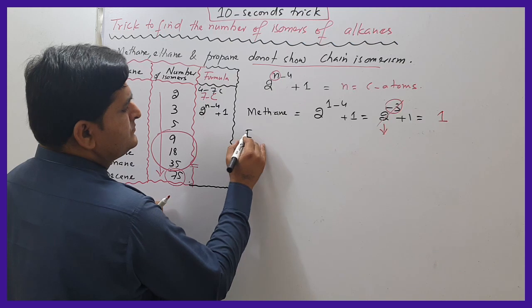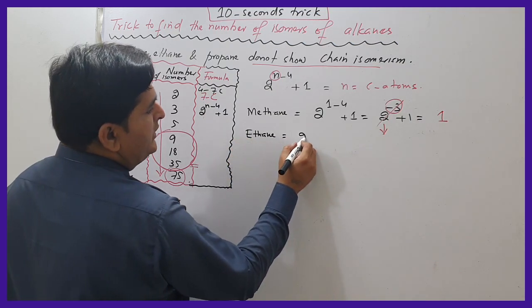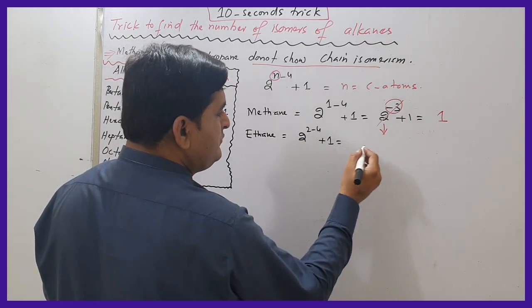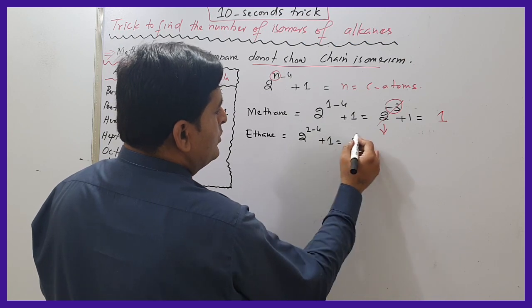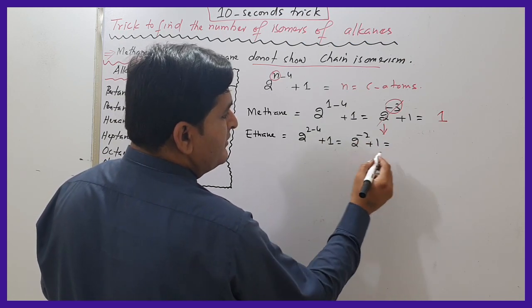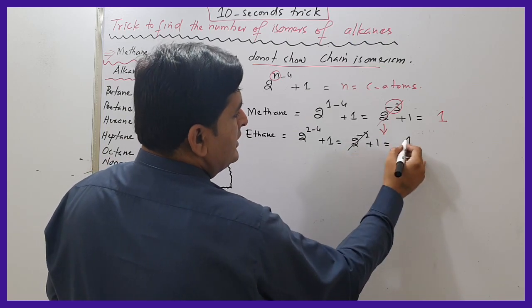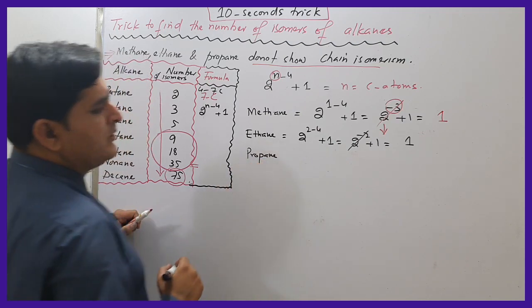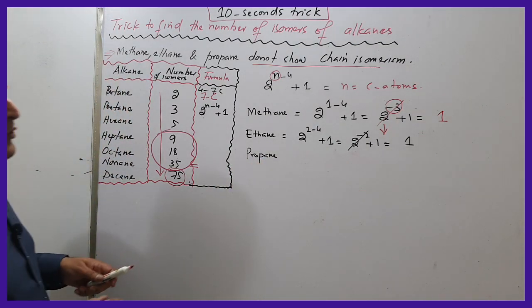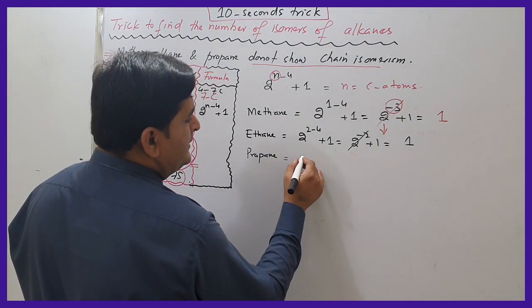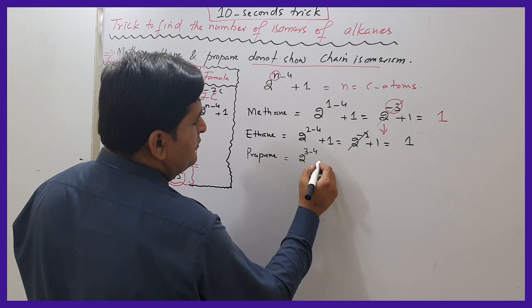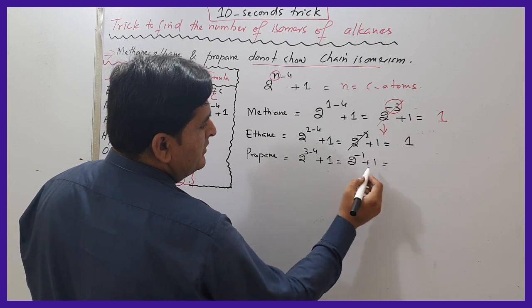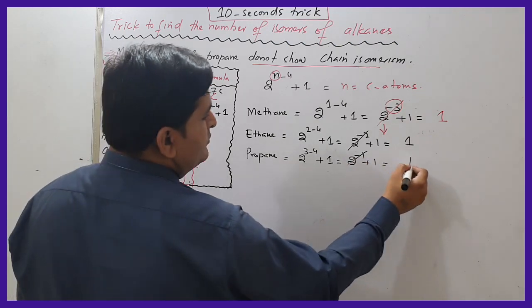If we have ethane, again 2 power 2 minus 4 plus 1, so 2 power minus 2 plus 1. Again the exponent is negative, so we omit this, and the number of isomers will be 1. Similarly, for propane we write 2 power 3 minus 4 plus 1. Again the power is minus 1, plus 1, so this is omitted, and the number of isomers will be 1.